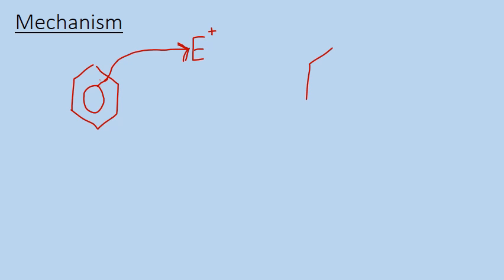We are left with an intermediate then. So the electrophile is now bonded to the ring. It no longer has the positive charge because it's gained electrons from this ring. And the ring now has lost its stability. It's lost that delocalization. It's now a positive charge, and that ring of delocalized electrons has been broken.